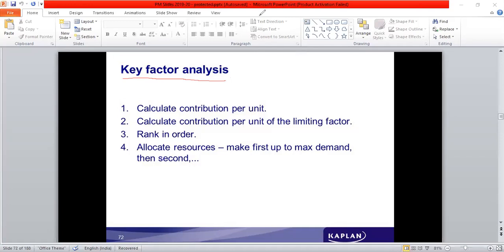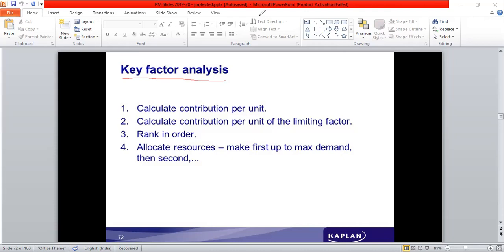After that, find out what is the controllable profit available for every single unit of the limiting factor. Like in the example, for every single minute of that limited time, how many marks can be scored?